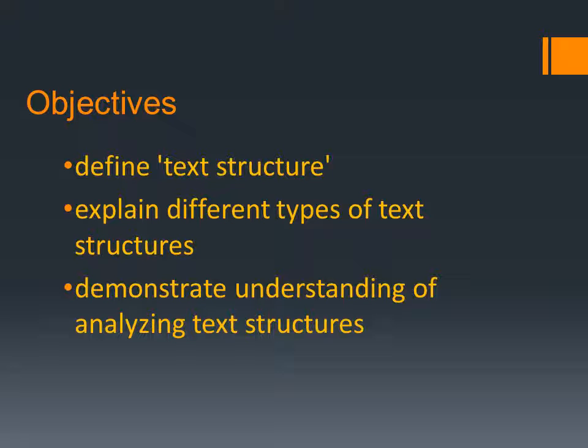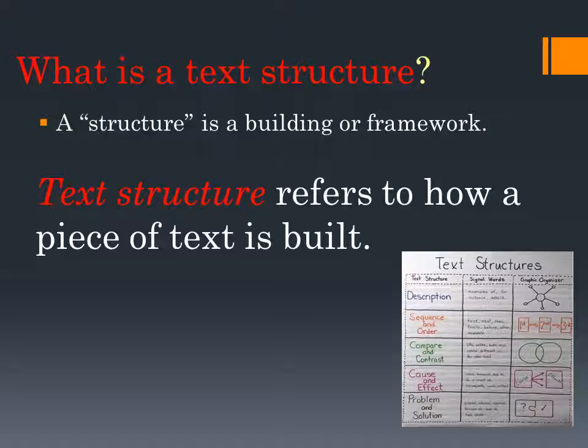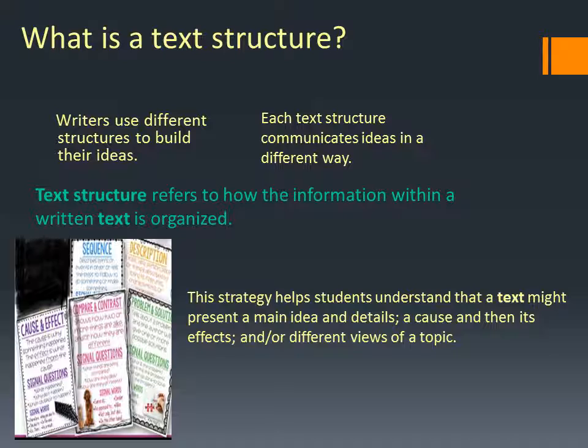So, the objectives for today's lesson are to define text structure, explain the different types of text structures, and demonstrate understanding of analyzing text structures. So, what is a text structure? Text structure basically refers to how a piece of text is built. There are different ways in which the author writes or builds the text. So, how does he do it? We're going to see that. They use different structures to build their ideas and communicate their ideas in different ways. So, basically, text structure refers to how the information within a text is organized.